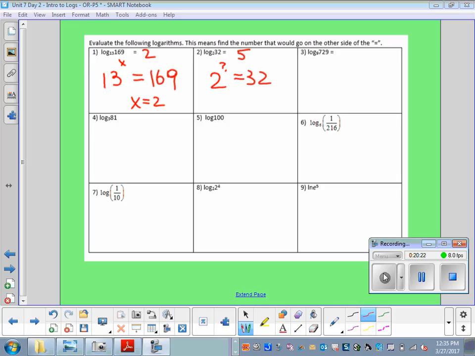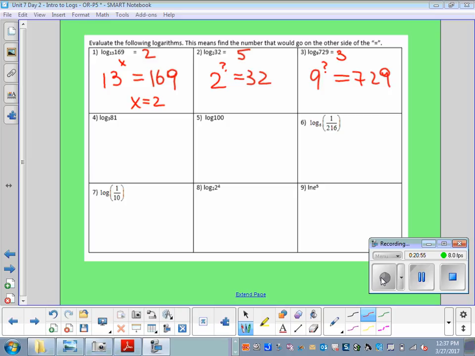Let's do one more together and then you'll finish this by yourself. Okay, let's do number 3. I'm rewriting first in my exponential form. So what is my base? 9. What is my argument? I don't know, and my answer should be 729. So 9 to what power gives me 729? 3. Yes, because 9 times 9 is 81, times 9 is 729. So the answer is 3.